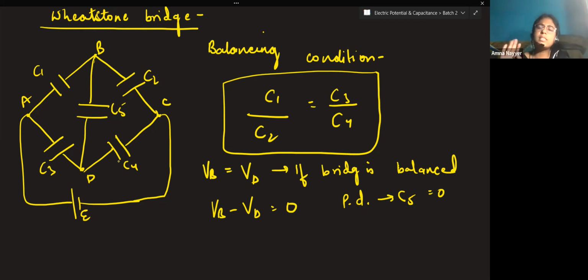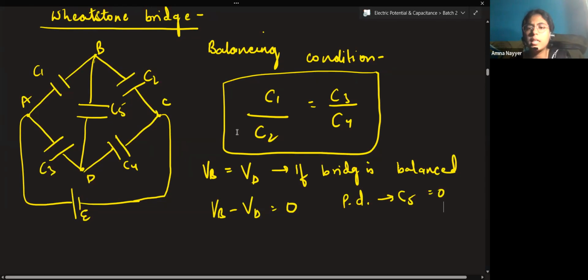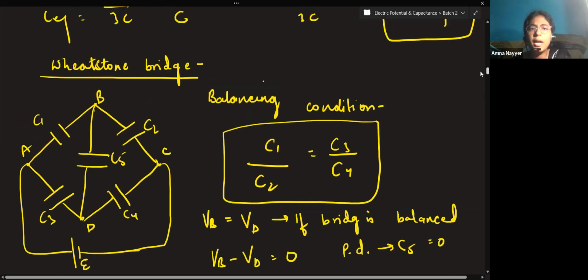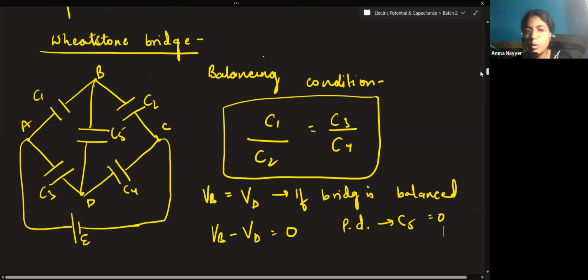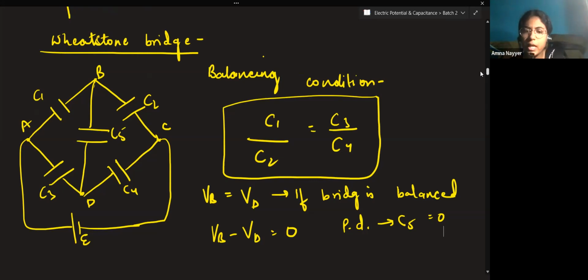So Wheatstone bridge we'll see in detail when we reach the next chapter. So this is the last class only. From the next class, we'll start with the next chapter only. There we'll see Wheatstone bridge in detail. But the next method that I am going to tell you, that is very important. First, do one thing, note down the Wheatstone bridge portion. Then we'll do the plate method.